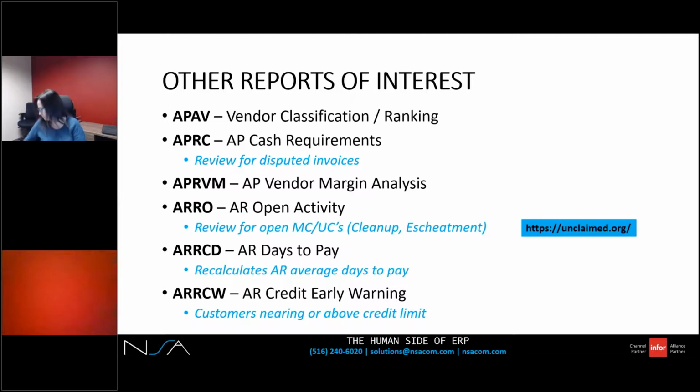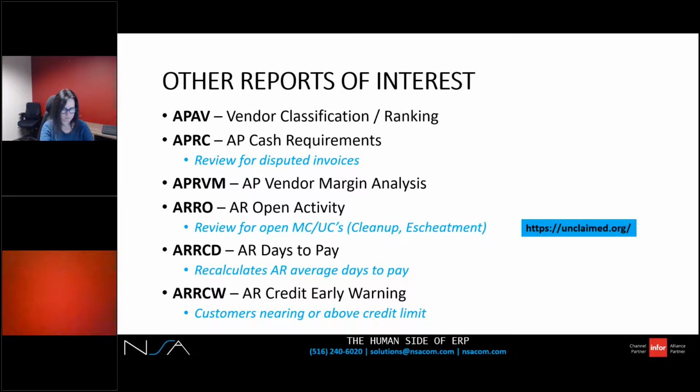There's also the vendor margin analysis report, and again, we're not going to get into them, but they're on here just so you say, maybe I want to take a look at that. The ARRO, that's accounts receivable open activity. We recommend that aside from your cash applications folks and your credit and collections people taking a look at those to make sure that they're cleaning up the miscellaneous credits and the unapplied cashes that have not been posted. And by this, you would run ARRO only for MCs and UCs or only for unapplied cashes or whichever.